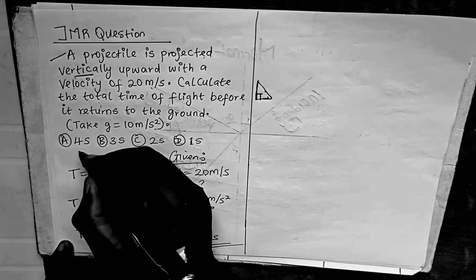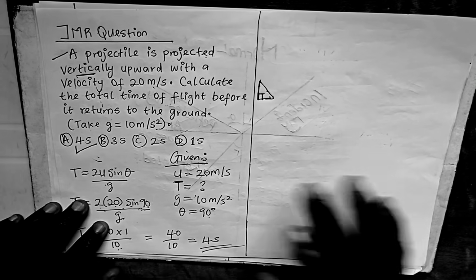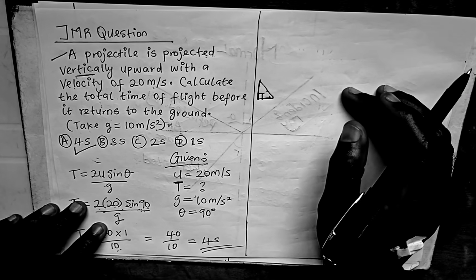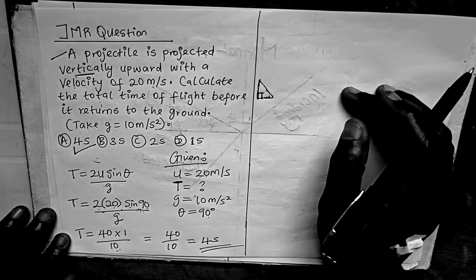Do we have 4 seconds here? Here, option A. 4 seconds. This is the correct answer. Easy mark. Sharp, sharp. Easy mark. Very sweet. Easy peasy.